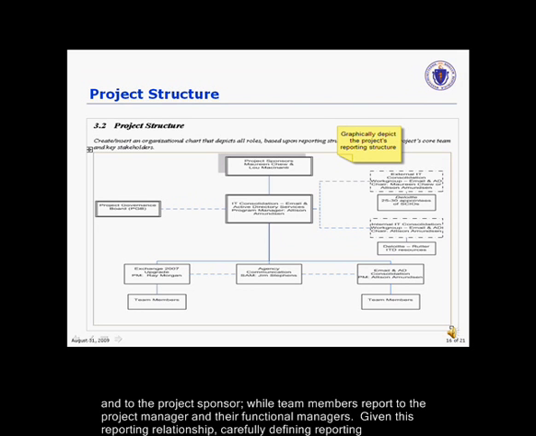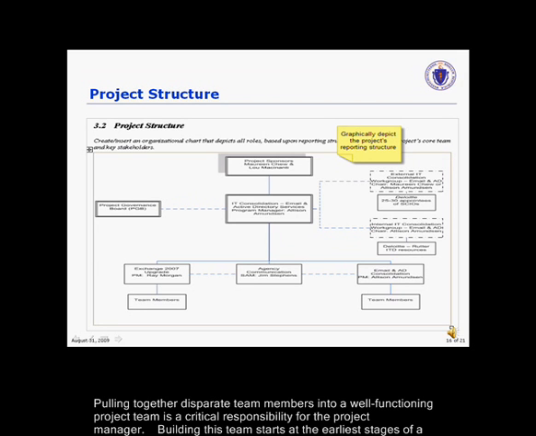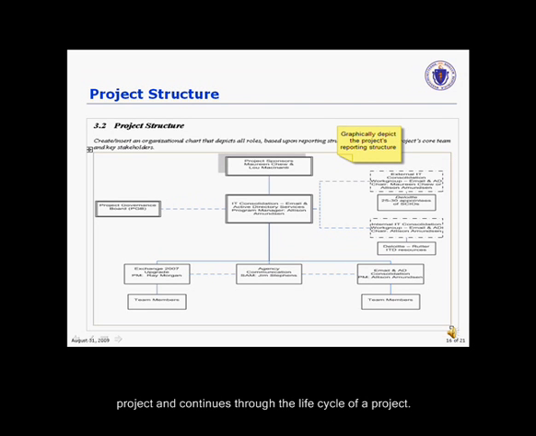Carefully defining the reporting relationship is essential for everyone to understand who reports to whom and for what. Pulling together different team members into a functional project team is a critical responsibility for the project manager. Building this team starts at the earliest stage of the project and continues throughout the life cycle of the project.